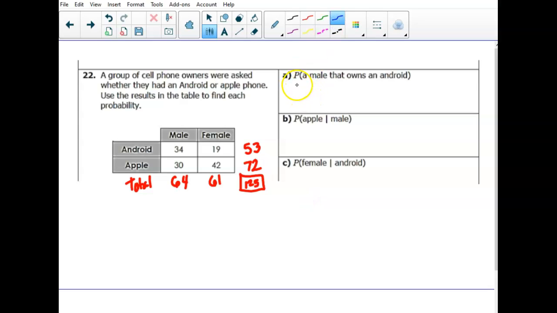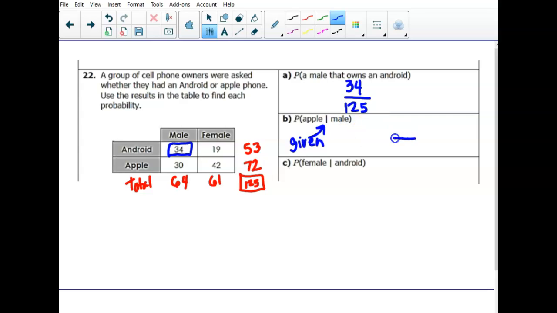So what is the probability, we are asked, of a male that owns an Android phone? What's the probability we choose a male that owns an Android phone? That means the only winners would be those 34 out of the whole total of 125. Now, we have not used this notation, so it's not on the quiz this way, but that bar means given. So this means the probability they own an Apple phone given that they're male. Okay, and that's how it would be worded on the quiz. Probability that they own an Apple phone given that they are a male.